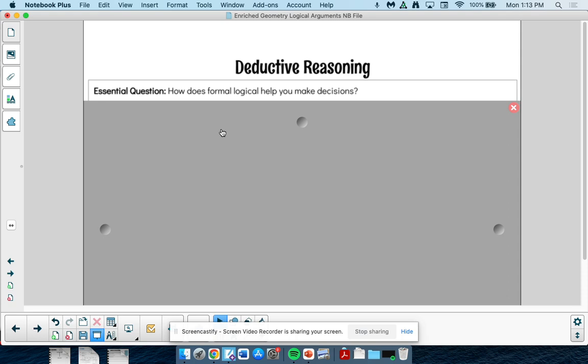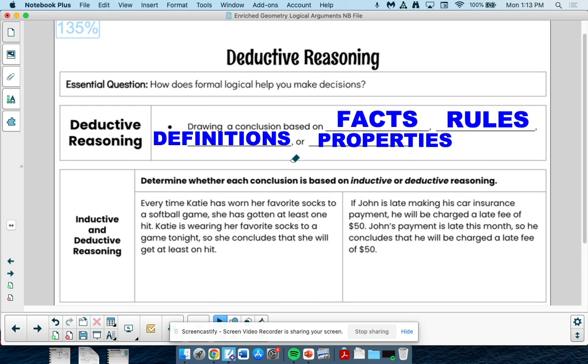So up until today, everything we've done has been on patterns, observations, nothing factual. We're switching gears today. Deductive reasoning is the opposite. It's based on facts, rules, definitions, properties. So these things are proven true, or we have a significant reason to believe them because it's based on something factual. Deductive reasoning.